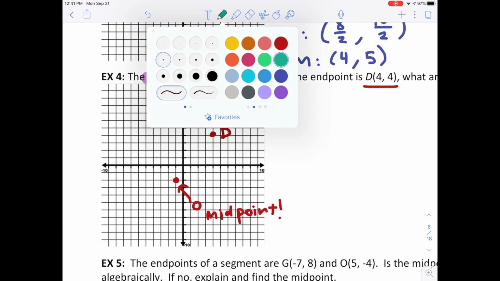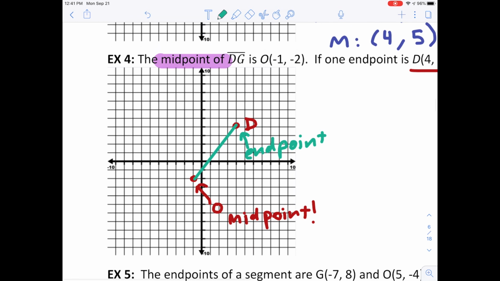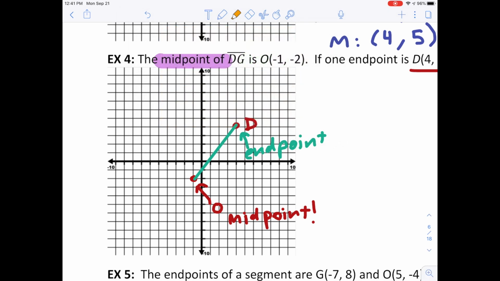So I need to be very careful looking at this graph and say, okay, I have an endpoint, I have a midpoint. How am I going to be able to find the other endpoint? Now, you could do this algebraically, but I'm going to be totally honest with you, I think these are easier if you just count them. So I look at the midpoint and ask, how did I get from the midpoint to point D? I went up 1, 2, 3, 4, 5, 6, 7 units. I went right 1, 2, 3, 4, 5 units. So up 7, right 5.